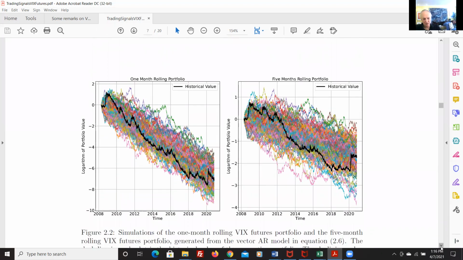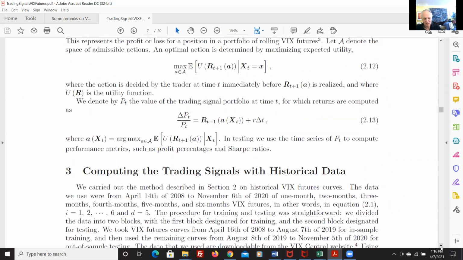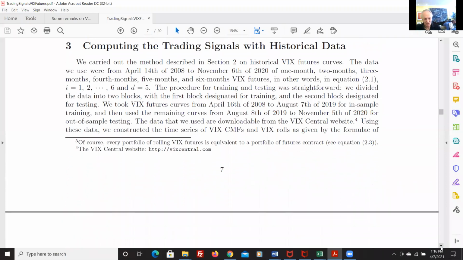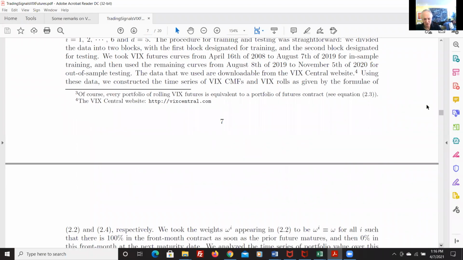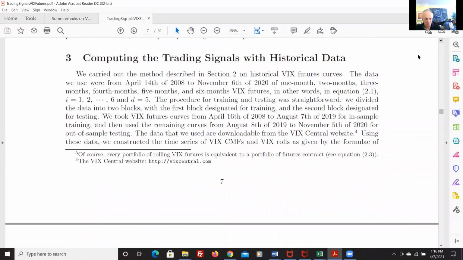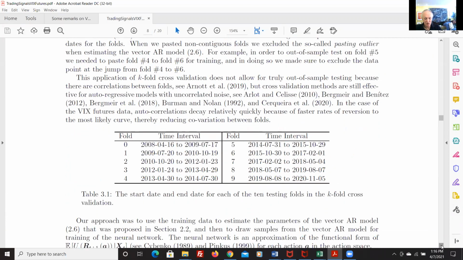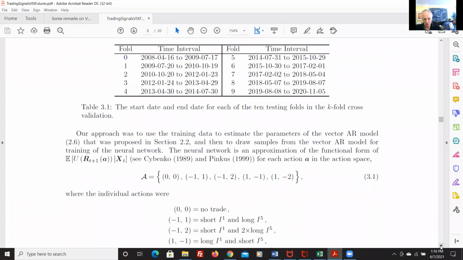And this we already showed you before. And then you basically maximize this and compute the trading signals, using, so we train the model, if you like. We can talk a little bit about that. The data were used from VIX futures. We got this data from VIX Central, which is a website, and then we backtested for VIX Central with our model and saw what happened.